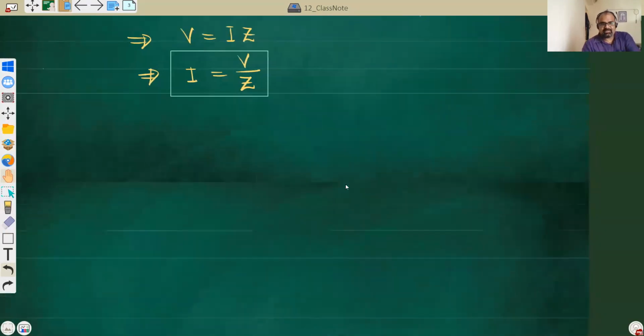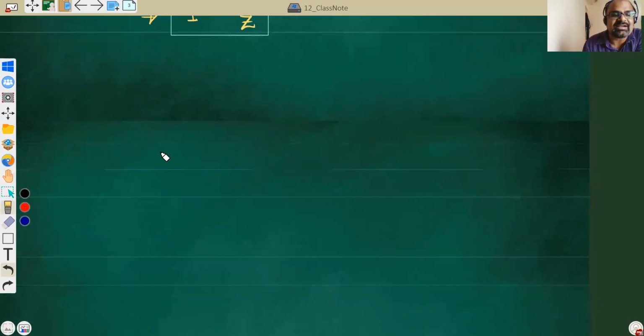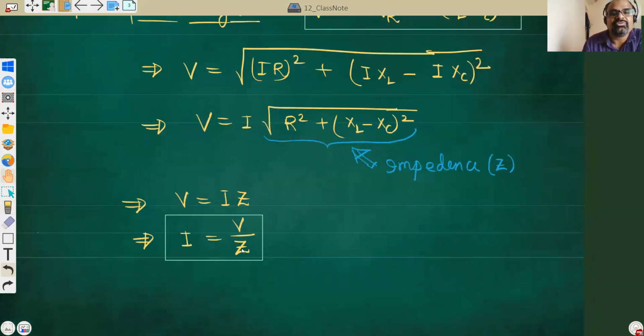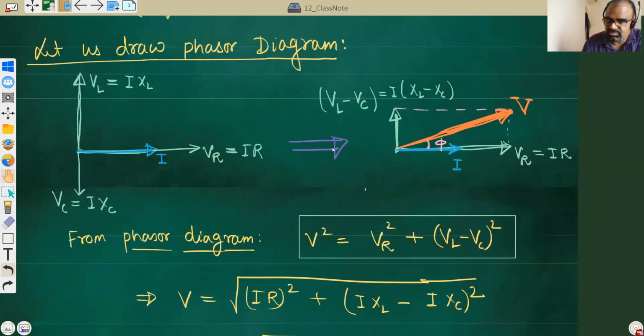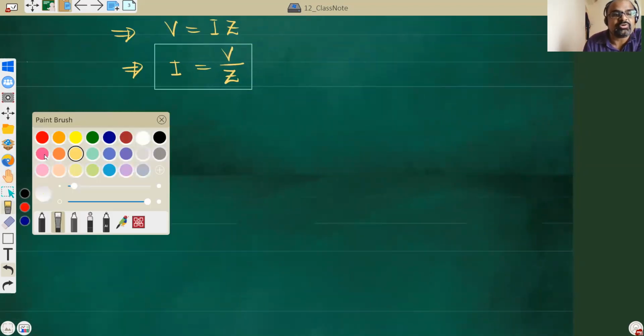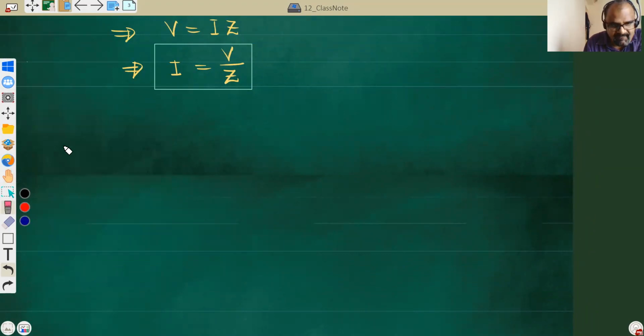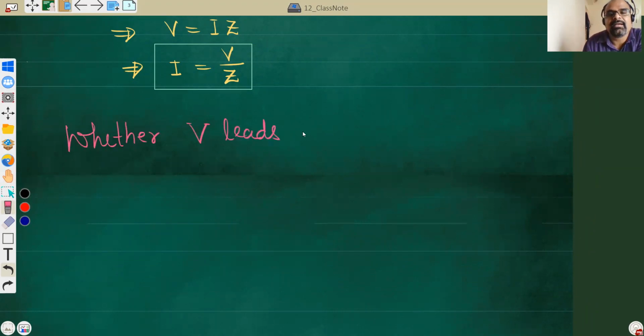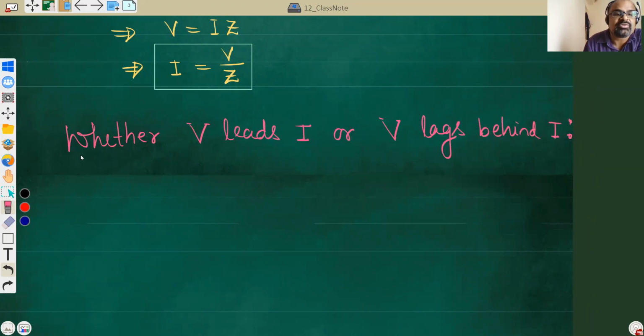Now, which one is leading, current or voltage? So let me write that. For that, I want to draw this diagram once more, or rather I will draw it later. So which one is leading, current or voltage? Whether V leads I or V lags behind I, this is what we are going to study.